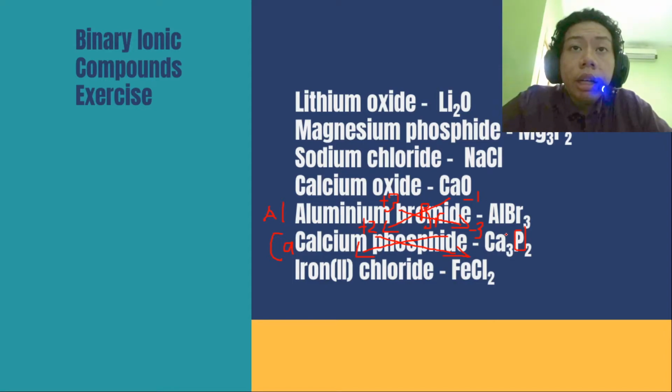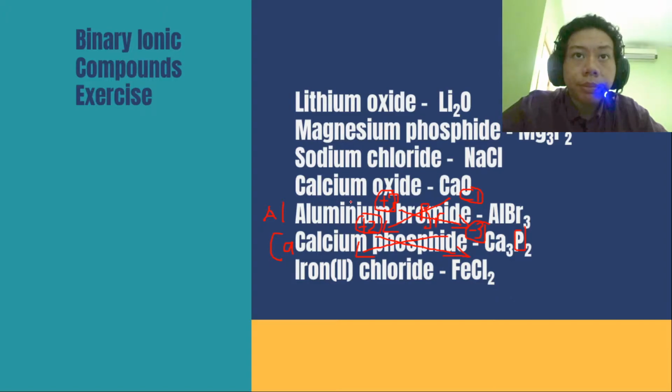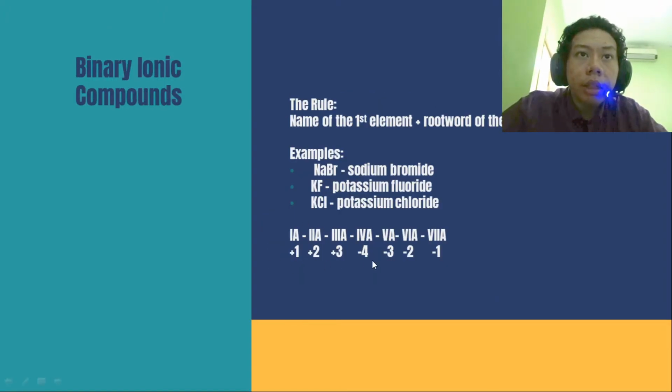Like I was saying, to get these net charges here and here, we need to locate each element in the periodic table and determine where in the group the element is located. Then we can use this guide right here to determine the net charge.